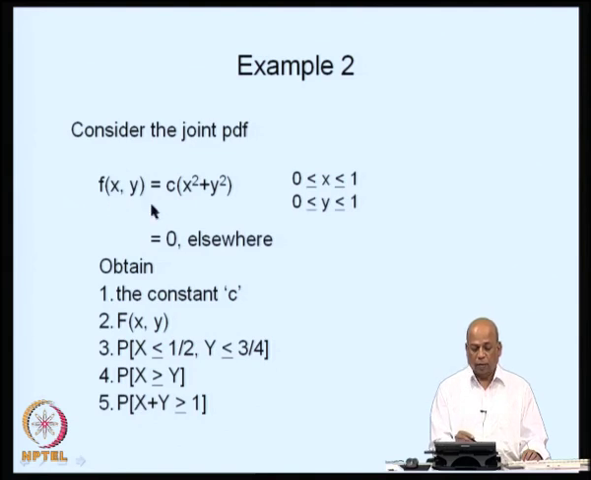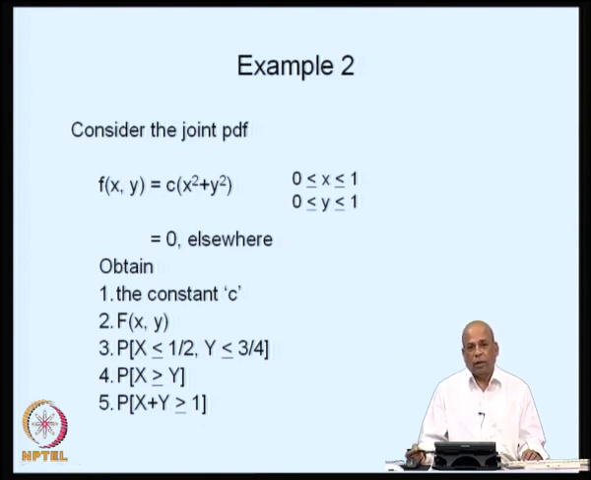Let us say f of x comma y is equal to c times x square plus y square for the region x taking on values between 0 and 1 and y taking on values between 0 and 1. It is 0 elsewhere. So, let us first get the constant c as we did in the previous example. Then we get the joint CDF, from which we will get the probability that x is less than or equal to half and y is less than or equal to 3 by 4. We will also get the probability that x is greater than or equal to y as we did just now, and the probability that x plus y is greater than or equal to 1.